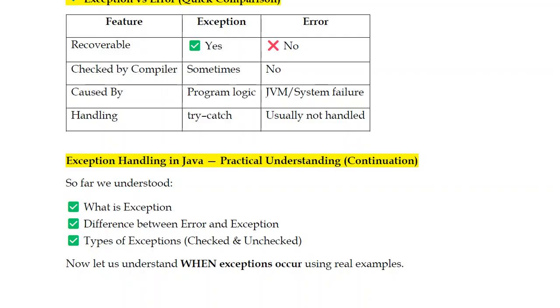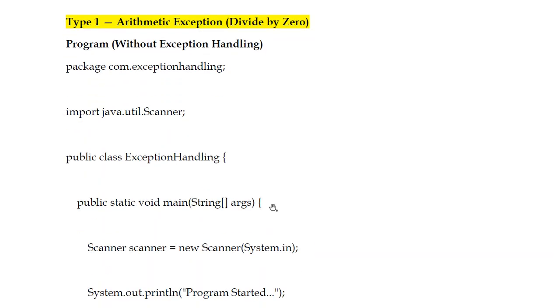Checked exceptions are checked during compile time itself. Unchecked exceptions are checked during runtime. So far we have discussed completely the theoretical part. From this session onwards, as I said earlier, we'll discuss all these concepts in real-time examples, in a hands-on manner. So let's jump to the type 1, arithmetic exception concept.